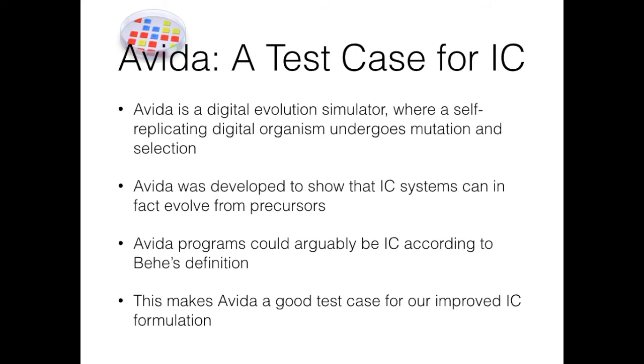And depending on how you tweak the definitions, this is why I don't like Behe's definitions, because there's a lot of different ways you can tweak them. You could arguably say that Avida created irreducibly complex systems. So this makes Avida a great test case. In fact, that's one of the reasons why they got the publicity that they did when they released it, because it was thought to be an example refutation of Behe. So it makes a great test case for our improved irreducible complexity formulation.